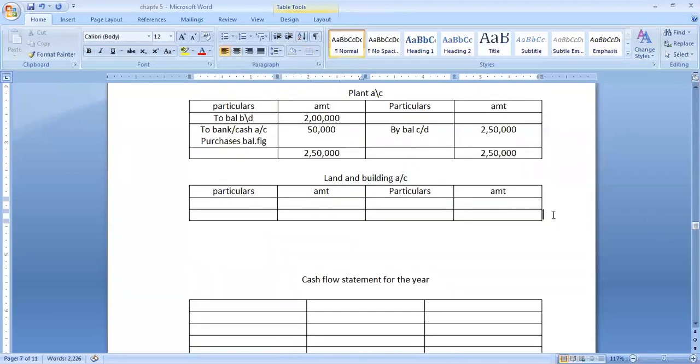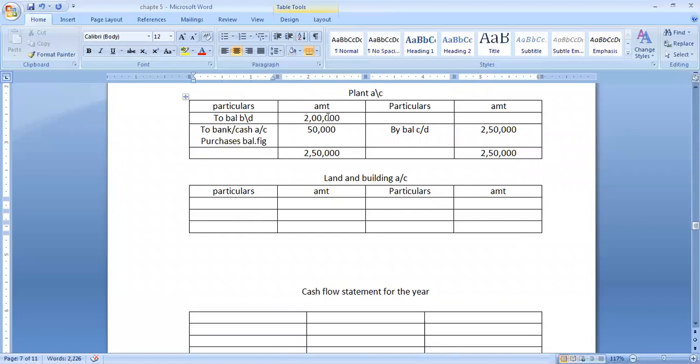Next, prepare a. So where do you take the purchases? Purchasing and the sale activity is taken in the investment activity. Clear? So land and building. Separately prepare a to balance brought down. So what is the value of land and building? The land and building value is given as 1 lakh.